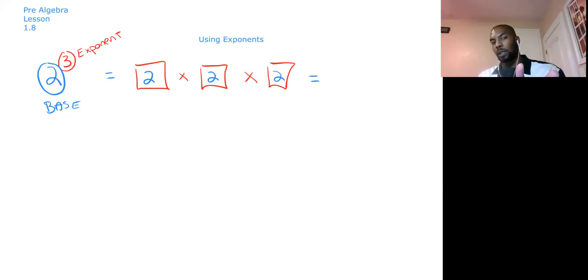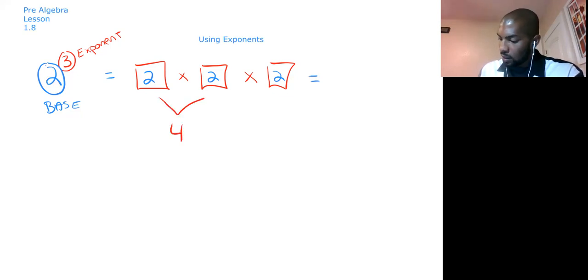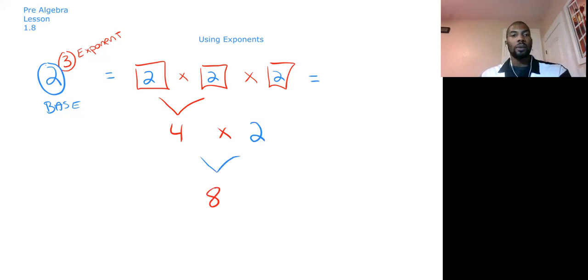Notice how slowly I'm speaking, because it's not 2 times 3. It is 2 times 2 times 2. It is 2 multiplied by itself 3 times, which is different than 2 times 3. Okay? So anyway, 2 times 2 is 4. 4 times this 2 here will give us 4 times 2 is 8. So this is how we say this whole answer. We say 2 to the third power is 8.